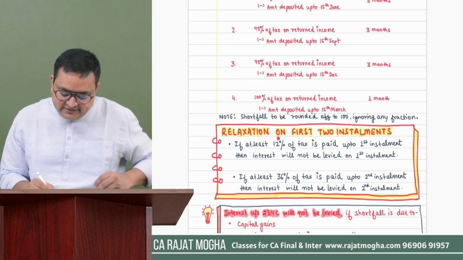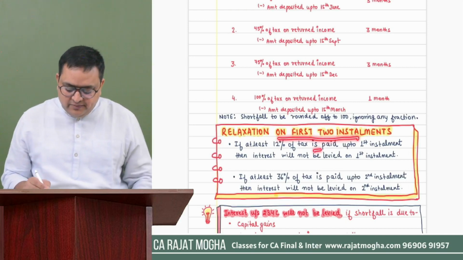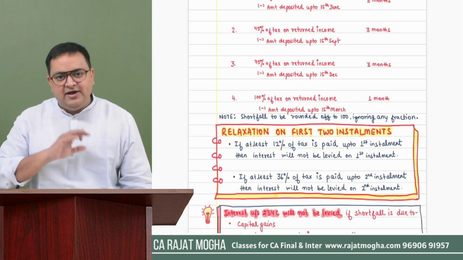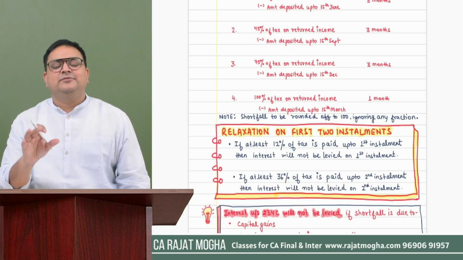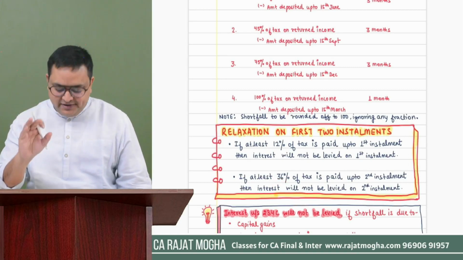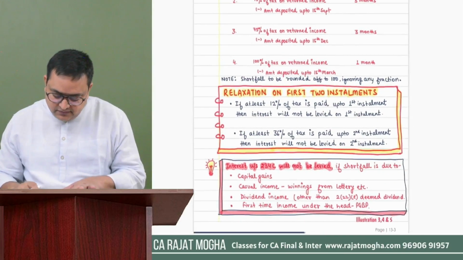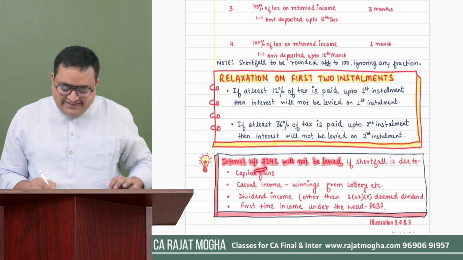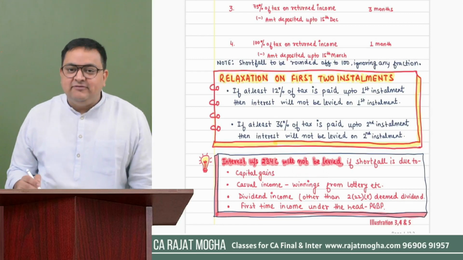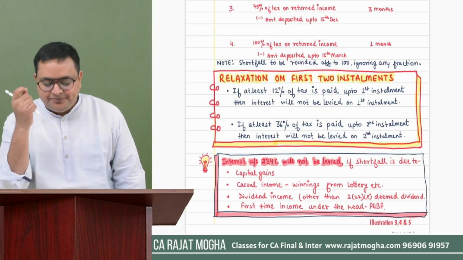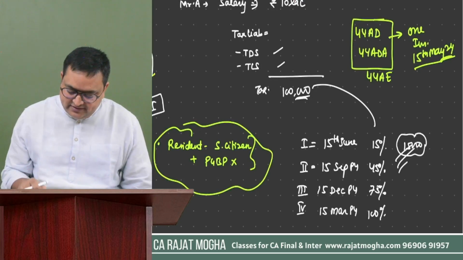So relaxation on the first two installments: for the first installment, even if you have paid 12%, we are okay with it. We are not going to charge interest. Second installment, even if it is 36%, we are not going to charge interest. Got it? Easy. And this is again important for 234C. 234C will not be levied if the shortfall, let's say, okay, let me give you an example.